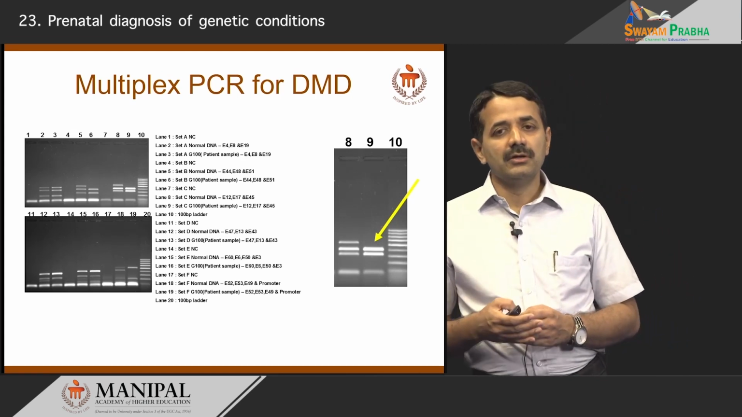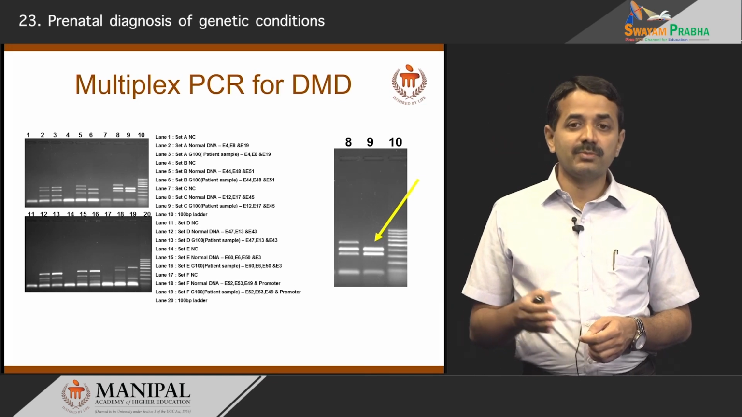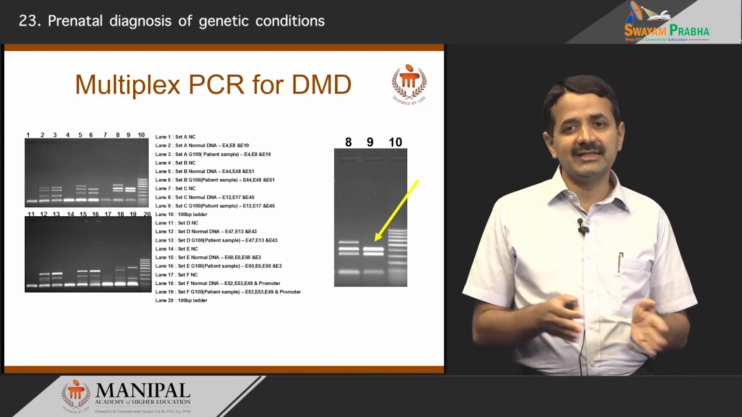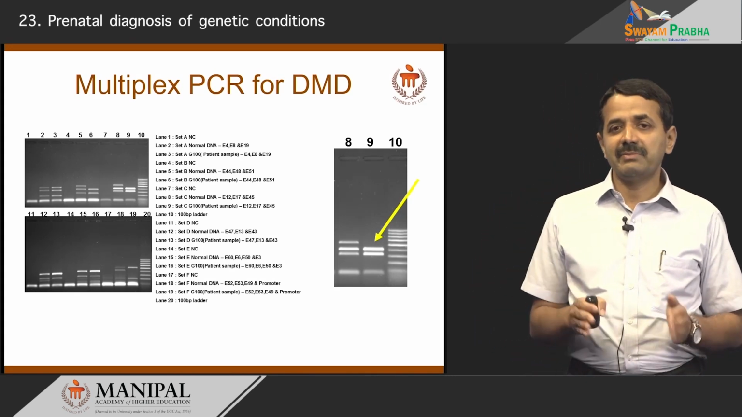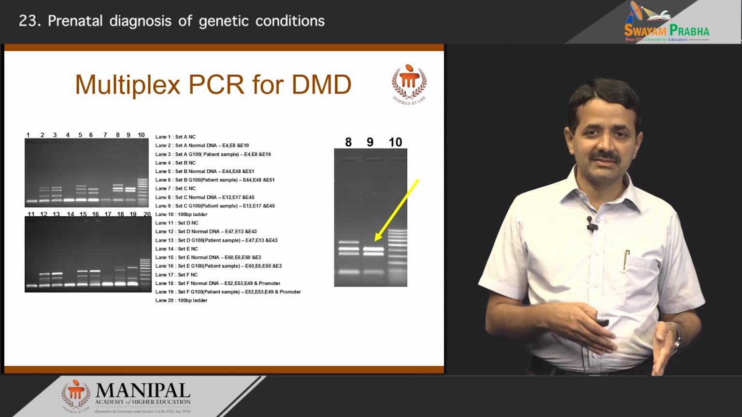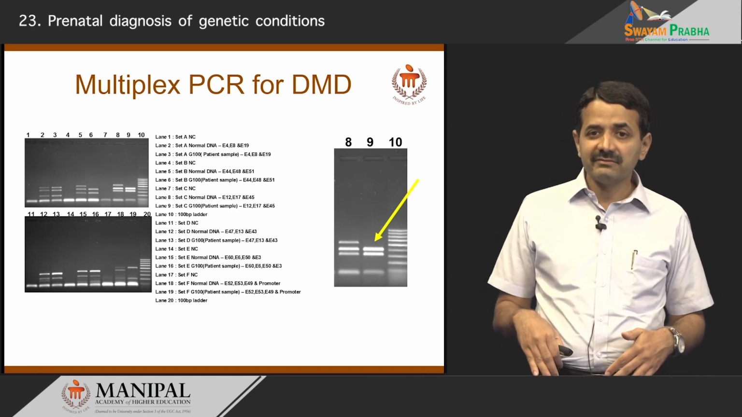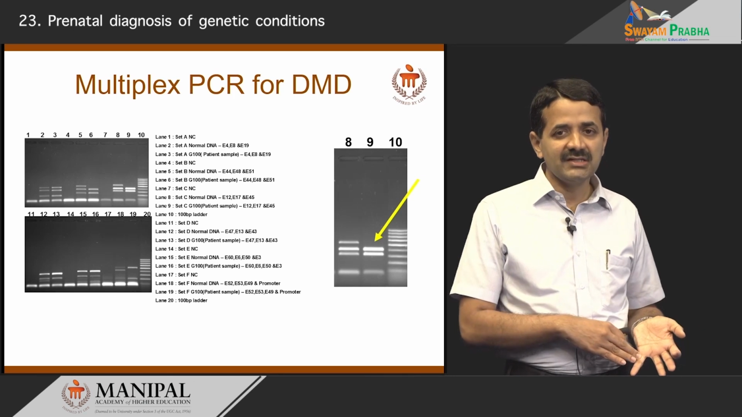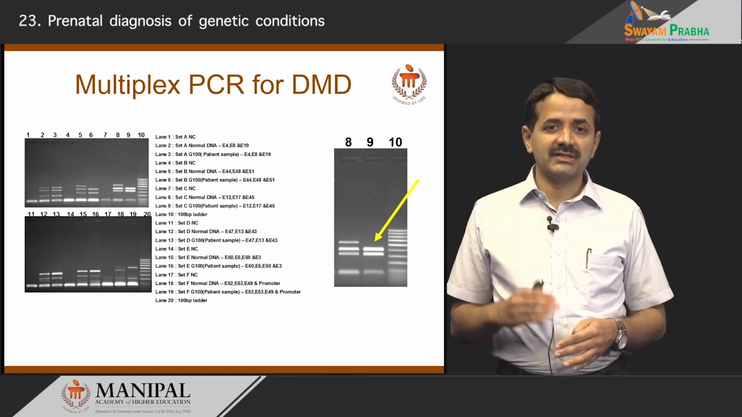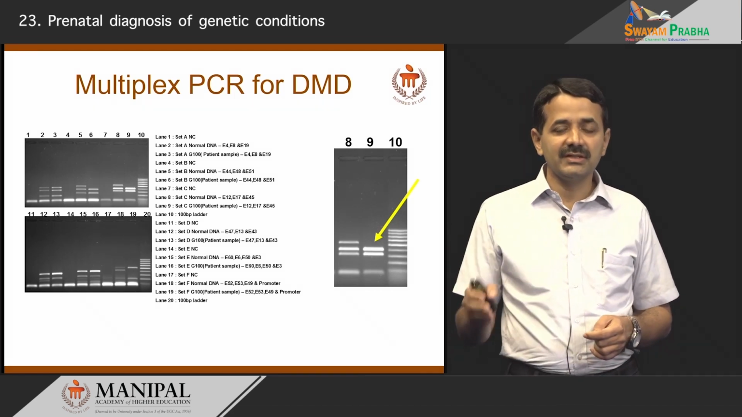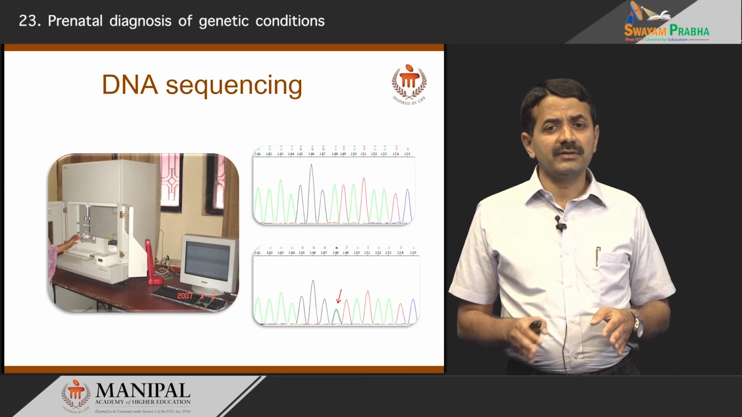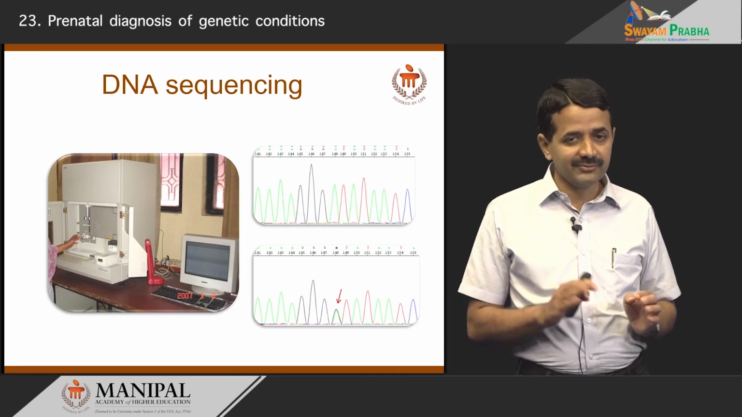We now have MLPA, multiplex ligation-dependent probe amplification, that can also be used. There are several techniques. This one is using gel electrophoresis. We call this multiplex PCR, where we do several PCRs in one tube and detect whether the unborn baby has Duchenne muscular dystrophy. We do this test when the mother has a previous history of a son being affected with this condition, or a brother affected, or a maternal uncle, because you must know this is an X-linked recessive condition.